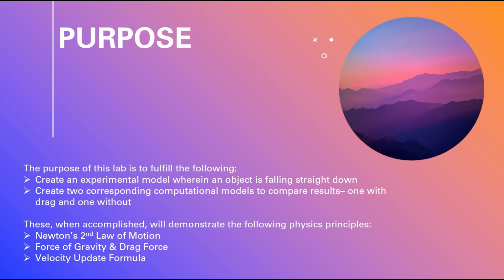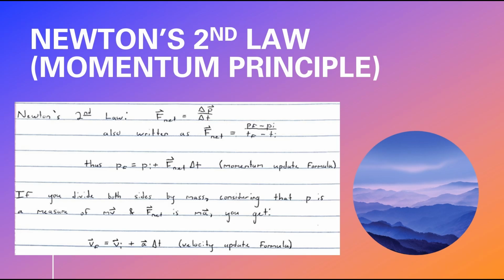Create an experimental model wherein an object is falling straight down, and create two corresponding computational models to compare results, one with drag and one without. These, when accomplished, will demonstrate the following physics principles: Newton's second law of motion, force of gravity and drag force, and velocity update formula. So, this is Newton's second law, the momentum principle.